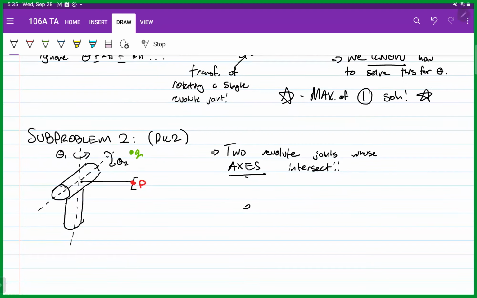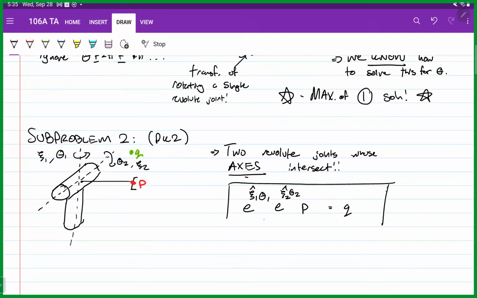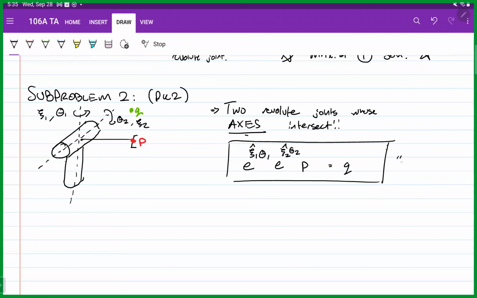So we're looking for the following. We know that if we rotate by the first joint, we'll end up with e to the psi 1 half theta 1, and psi 2 half theta 2 from the second joint. So this one has e to the psi 1, and then e to the psi 2. And if we multiply our point P by that, we should get our point Q back out. All right. So when we see something in this form, this is referred to as subproblem 2 or PK2.